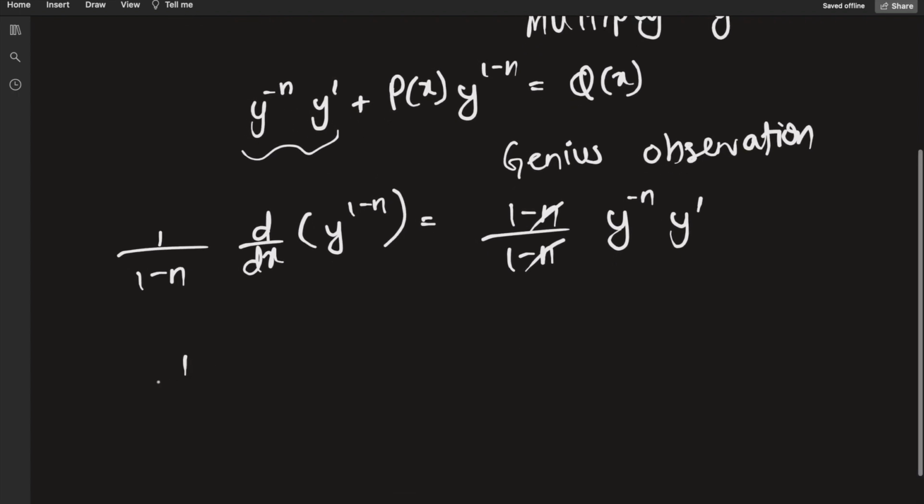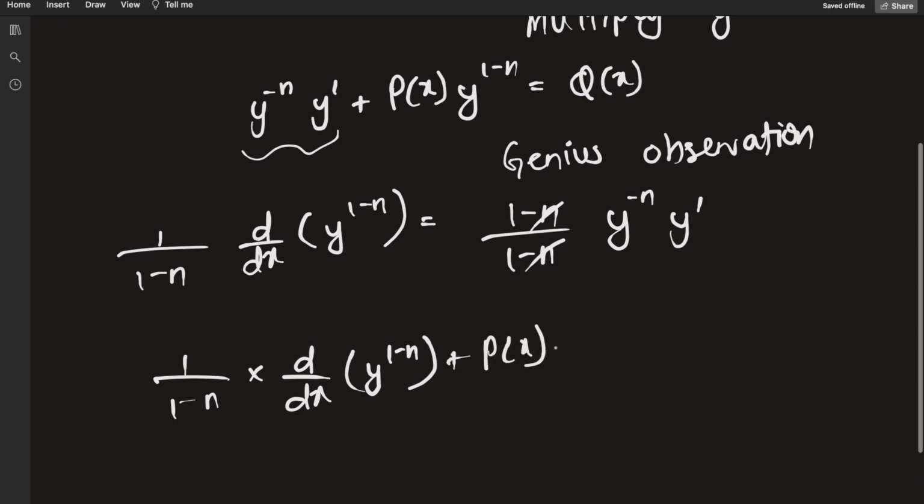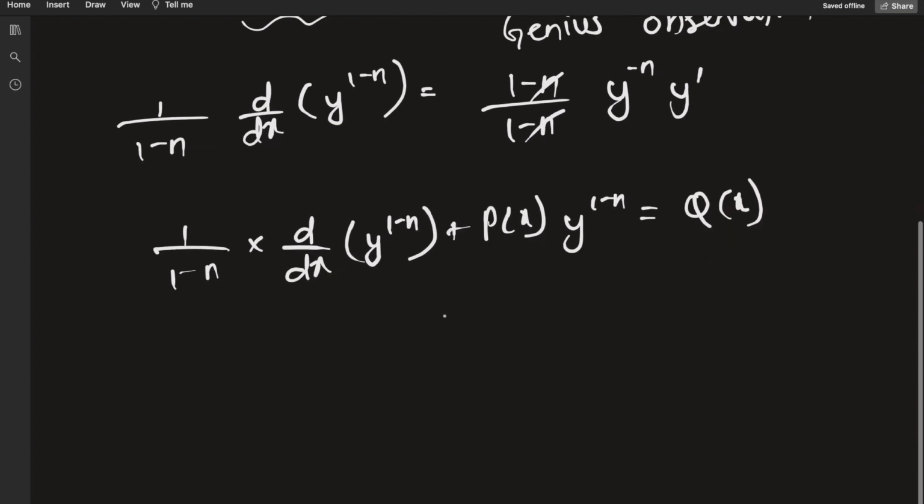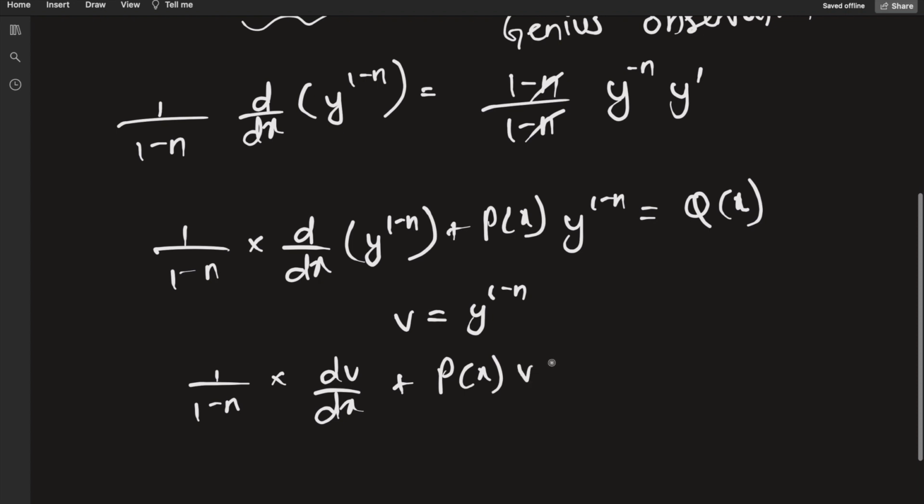So the first term is 1 over 1 minus n times d over dx of y raised to 1 minus n, plus p of x times y raised to 1 minus n is equal to q of x. Fair enough. Now let's do a quick change of variables. Let v equal y raised to 1 minus n. We have 1 over 1 minus n times dv over dx now, plus p of x times v is equal to q of x. And notice what we have.